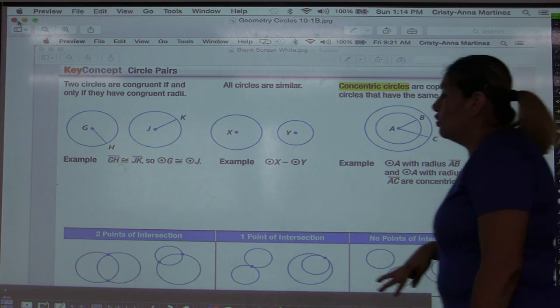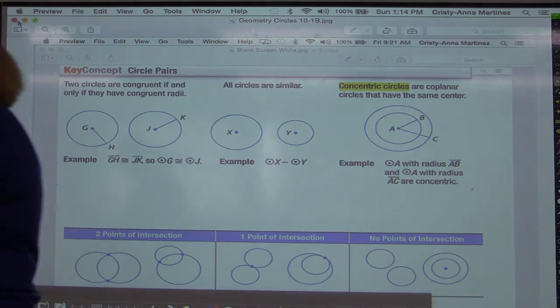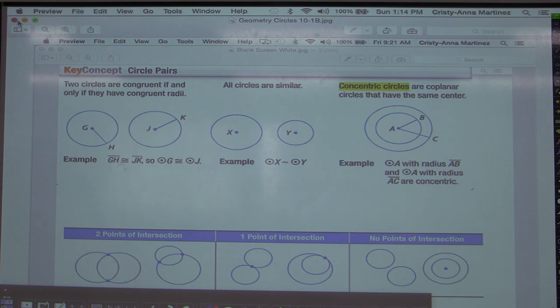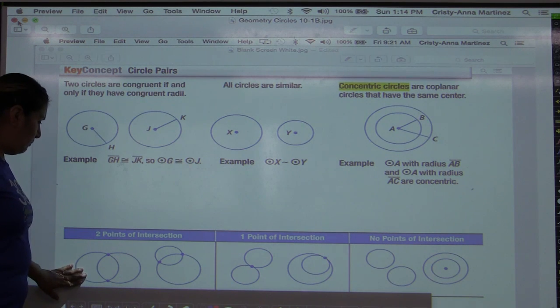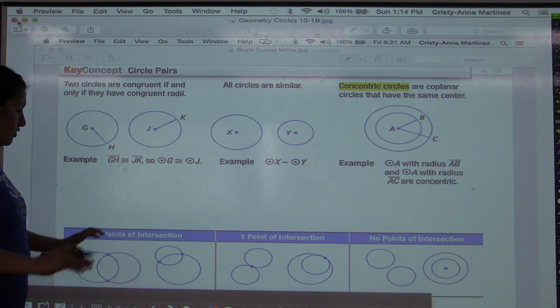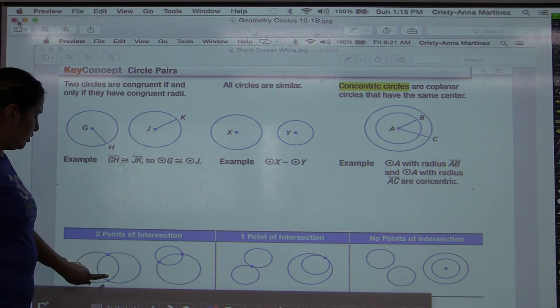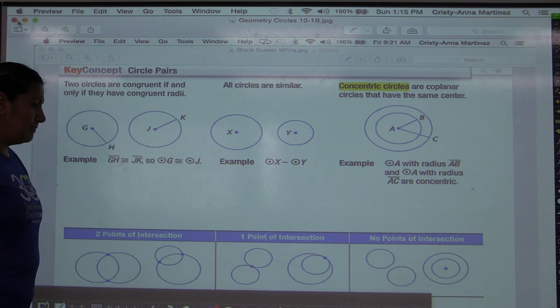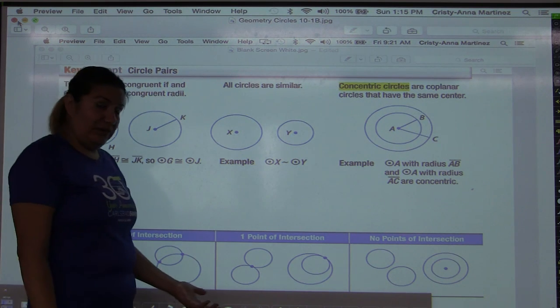So these circles can intersect in 2 different ways. Each method has 2 different ways. So if you're going to have 2 points of intersection, these are some examples of what that might look like, where the 2 circles are kind of overlapping, and so you have 2 points of intersection. They can also have 1 point of intersection.